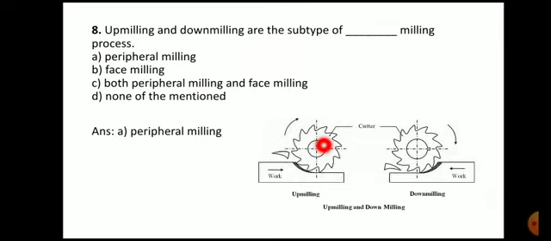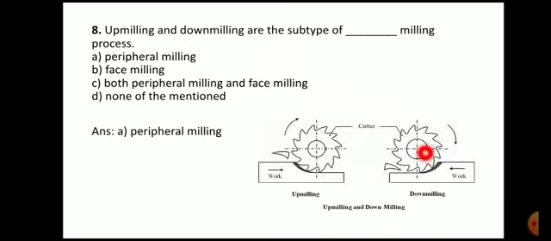So here you can see this is an example of upmilling. In case of upmilling, this is the rotation of the cutter. Here the cutter is rotating in clockwise direction, and this is the movement of the workpiece. So in case of upmilling, the cutter and the workpiece move opposite in direction.